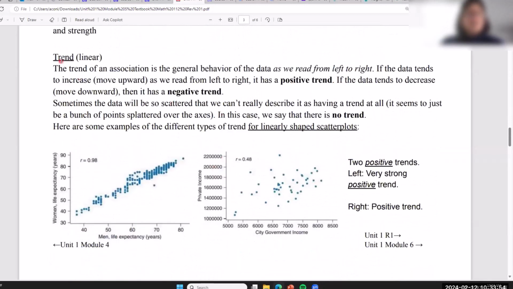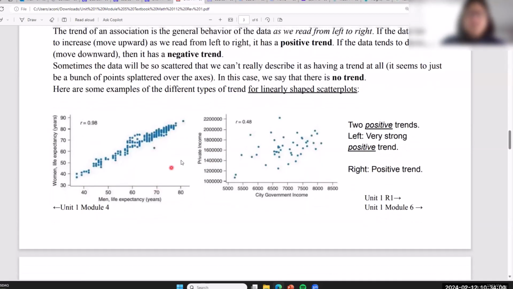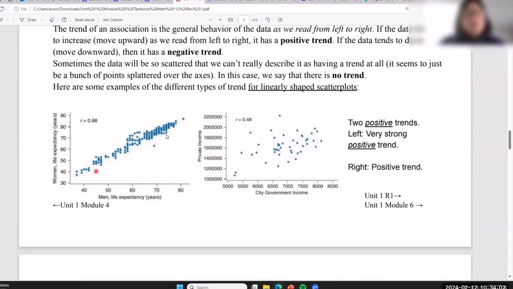So let's talk about the trend. These are both positive trends. Notice as you move to the right, the points are going up. Again, this one on the left is moving in a much stronger linear fashion than the one on the right. Okay.